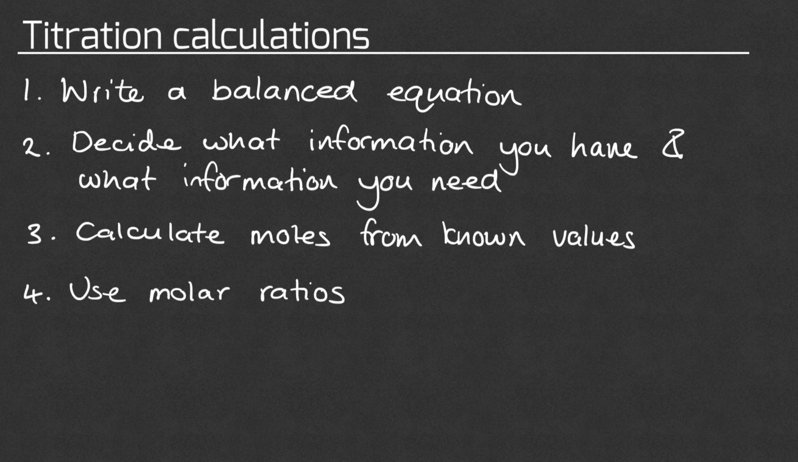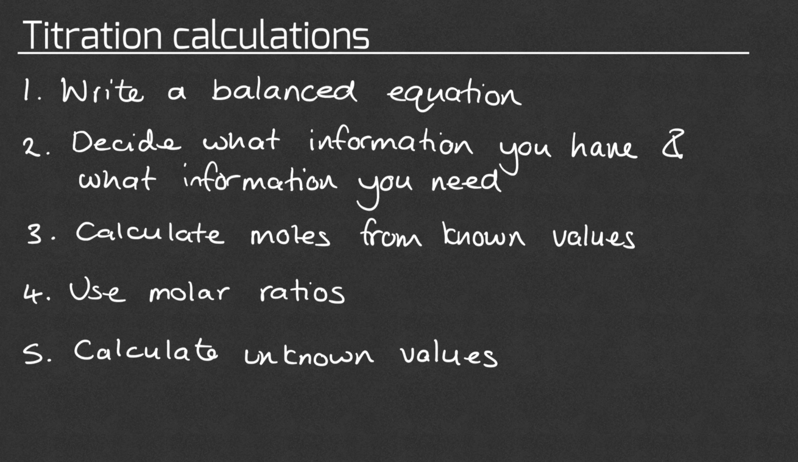The next step is to use the molar ratios from your balanced symbol equation to work out how the moles of the acid correspond with the moles of the base. It could be a 1-to-1 relationship, or you might have to times or divide your moles by 2. We'll look at a worked example of this in a minute. The final step is to calculate the unknown values, so to finish off the question.